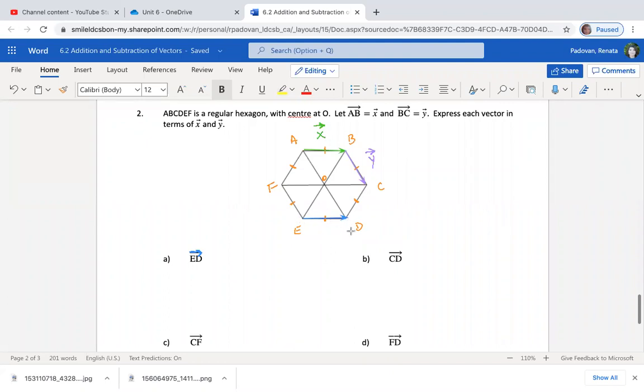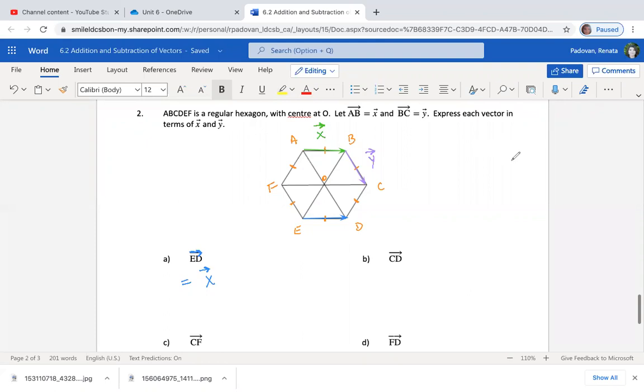What else can I call that in terms of X and Y is what that's asking me to do. So that would be equal to, hopefully you can see here, this doesn't really look like Y, but it's exactly the same as X, right? A to B and E to D are equivalent in length. So I can just call this vector X, right? They're the same, equivalent vectors.